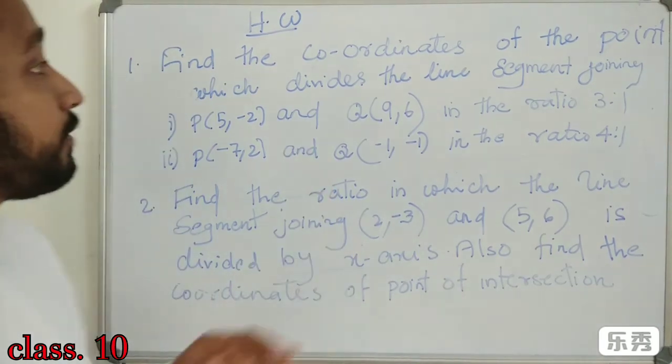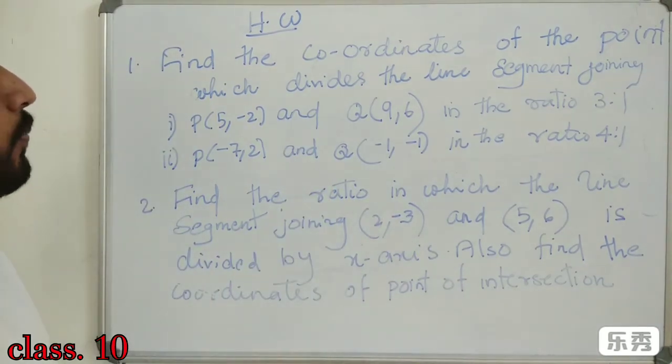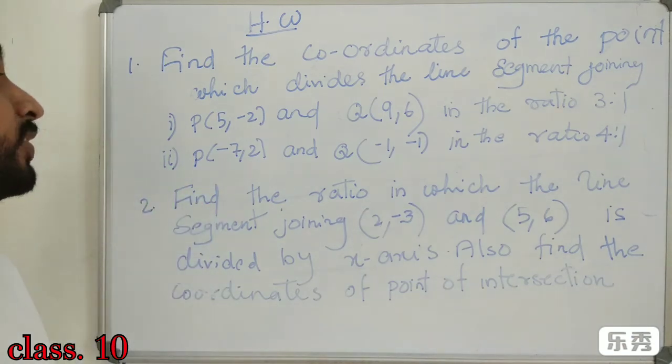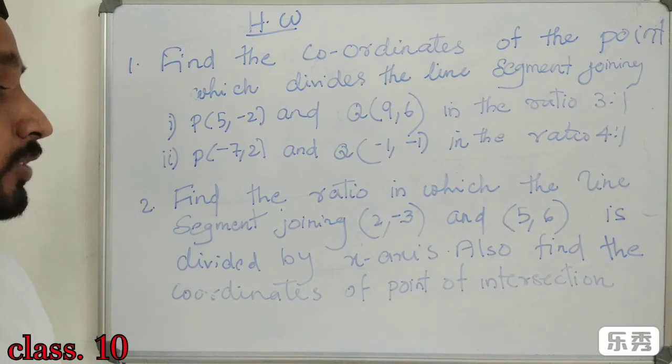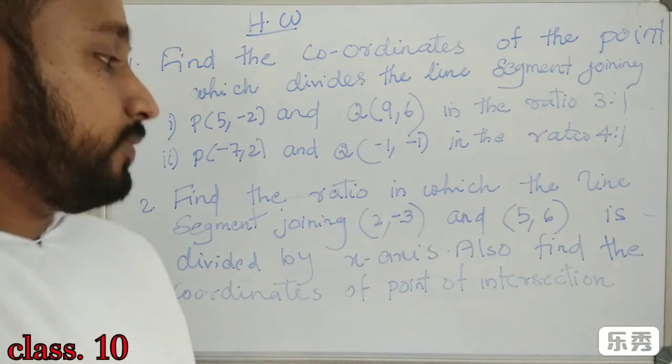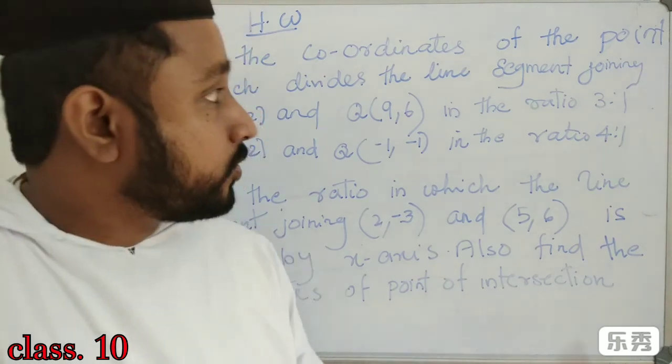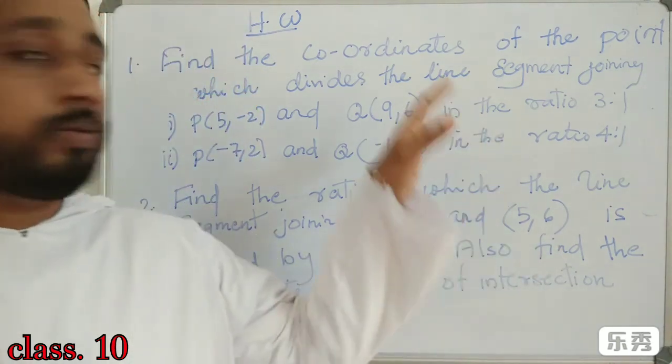Some questions for practice. Find the coordinates of the point which divides the line segment joining P(5, -2) and Q(9, 6) in the ratio 3:1. Second question, P(-7, 2) and Q(-1, 1) in the ratio 4:1. Other question, find the ratio in which the line segment joining (2, -3) and (5, 6) is divided by the x-axis. Also find the coordinates of the point of intersection. Both these questions are applications of the section formula. So using the section formula we can easily do the problems.